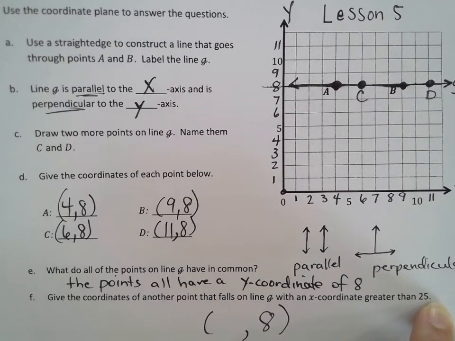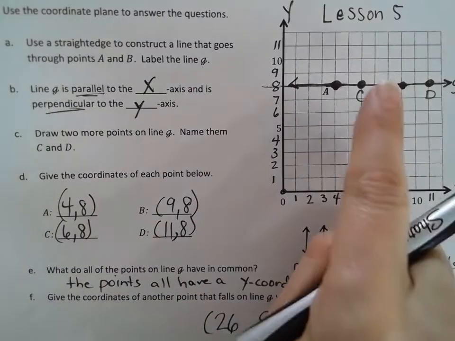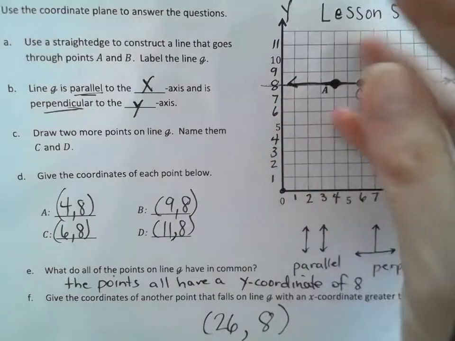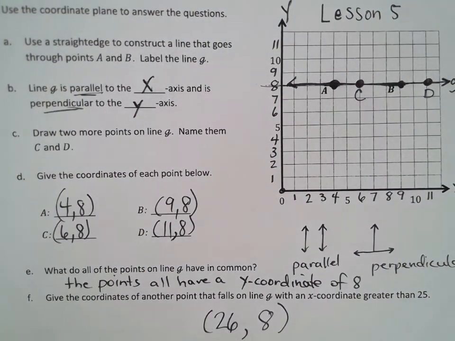Yes, exactly. There are tons of numbers greater than 25. You could write 26 here, 27, 28, 29, 30, 31. You could write 100. You could write 1,000, comma 8. You could write 1,000,000, comma 8. And guess what? It would fall on that line if our grid were to continue off the page. Pretty cool, huh? All right.